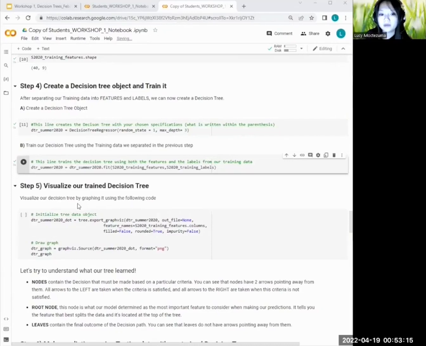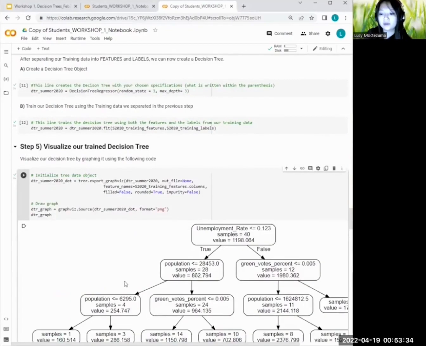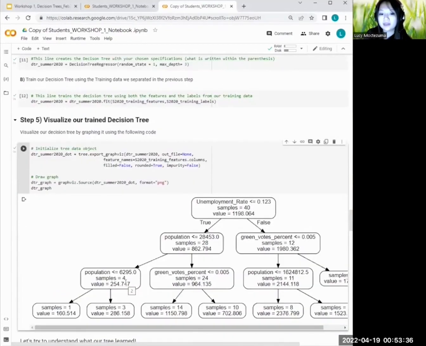In step 5, we will see our fitted decision tree and understand what our model has learned during the training phase. We can run the code in this cell, and I will explain in greater detail how we should interpret the rules our tree has learned. And here's our tree. Let's take some time to understand and interpret it.